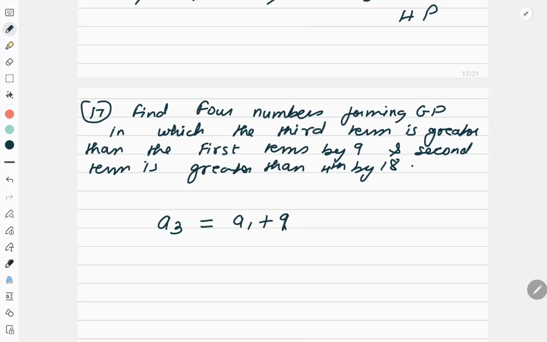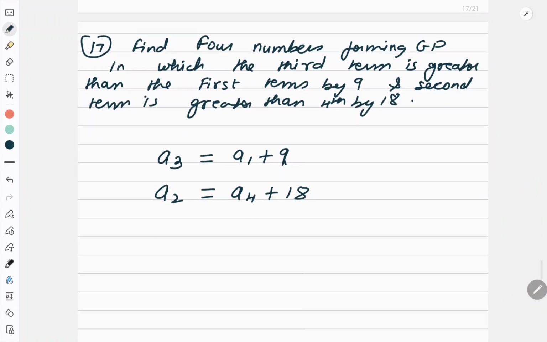This is 9. Now don't be in the habit of writing Q. Then the second term, A2, is greater than the fourth term by 18. Correct? Now let me write down the values. What is A3? A3 is A R square is equal to A plus 9. Correct? Now this second equation will give me AR is equal to AR cube plus 18. Correct? Now I got two equations.